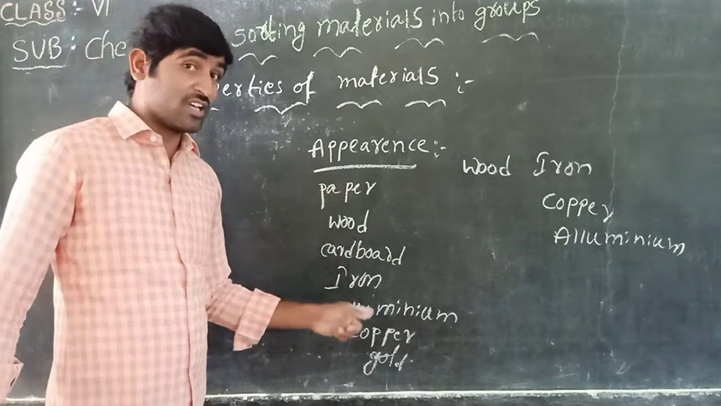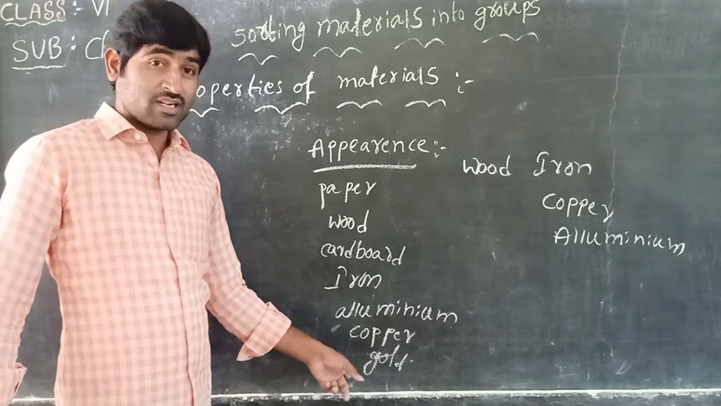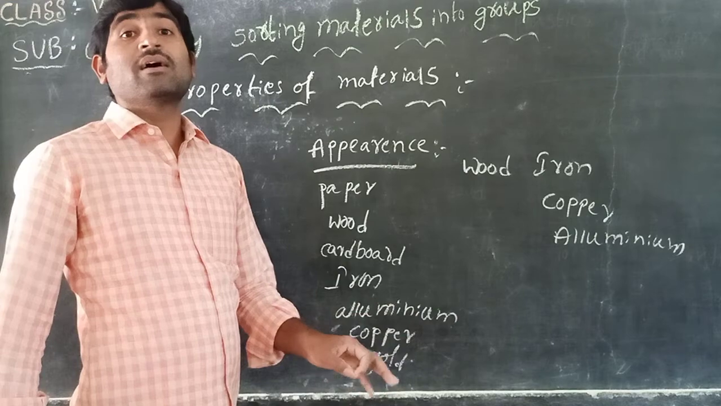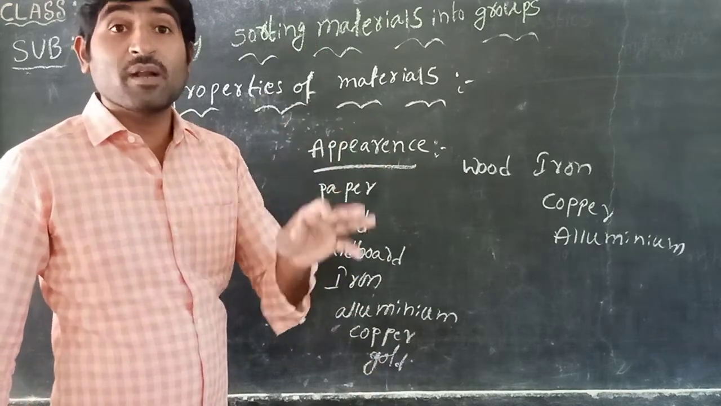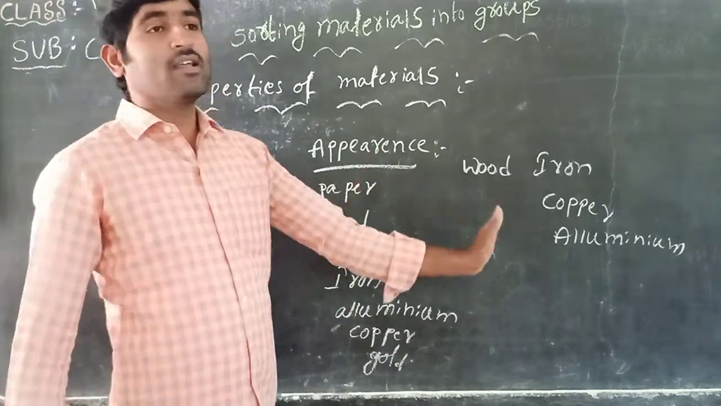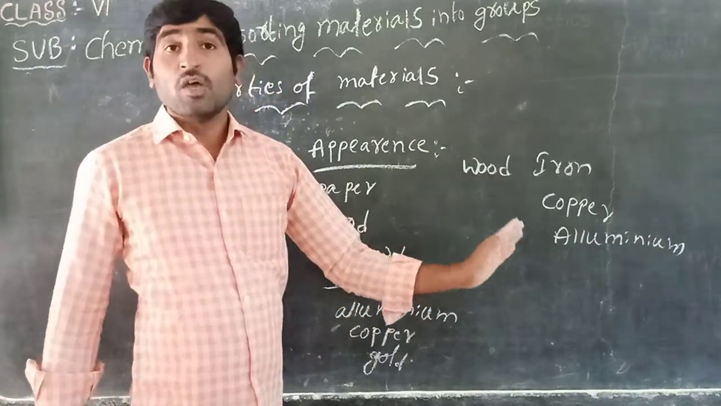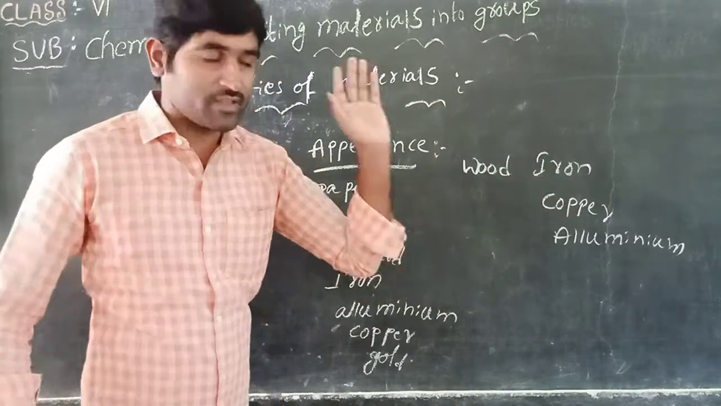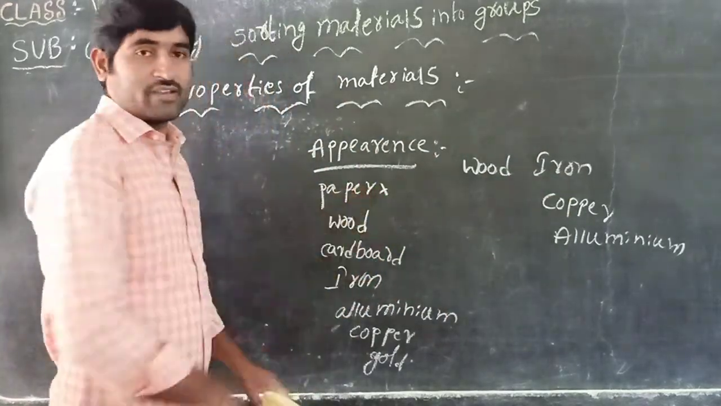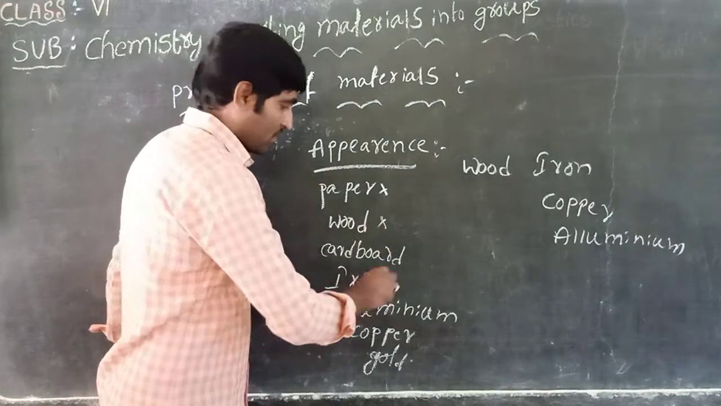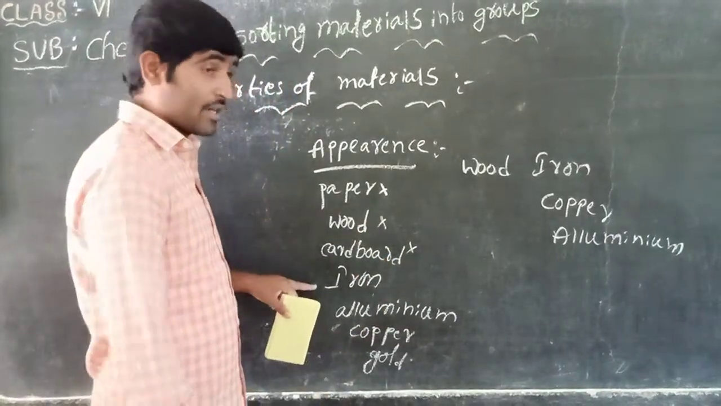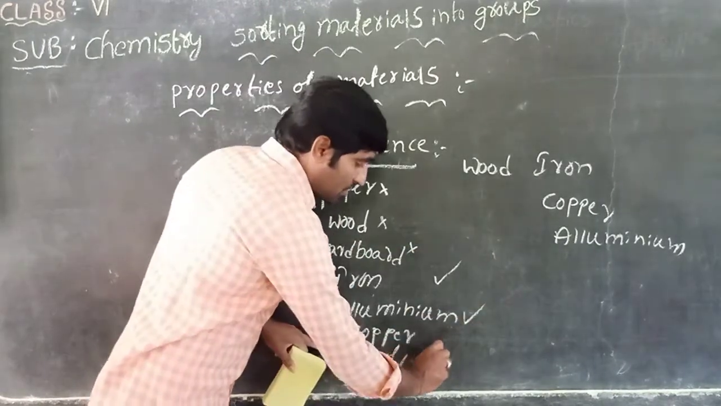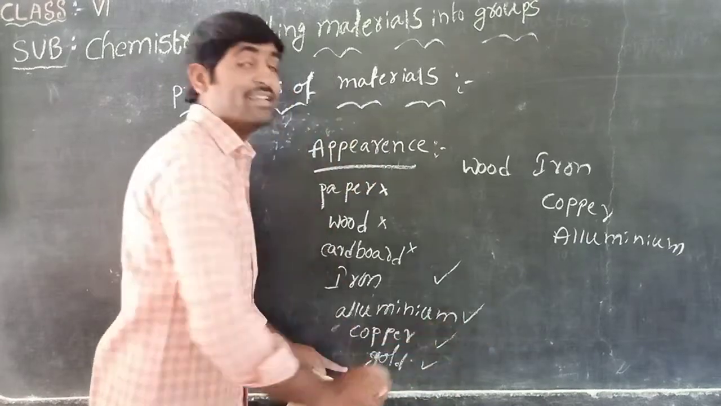Do all materials have a shiny surface? Children, paper, wood, do all the materials have a shiny surface? Depending upon the shiny appearance, divide these materials into groups. Which one has a shiny surface and which one does not? Paper does not have a shiny surface, wood does not, cardboard does not. Iron has a shiny surface, aluminium has a shiny surface, copper has a shiny surface, and gold has a shiny surface.